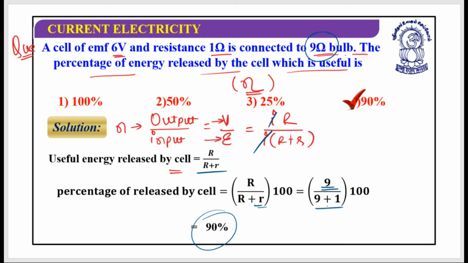Yes, did you get it? Did you remember this, that the efficiency of a cell can be written as V by E? If not, then you need to revise the previous lecture one more time.